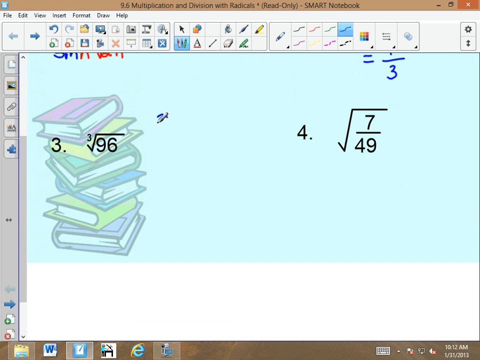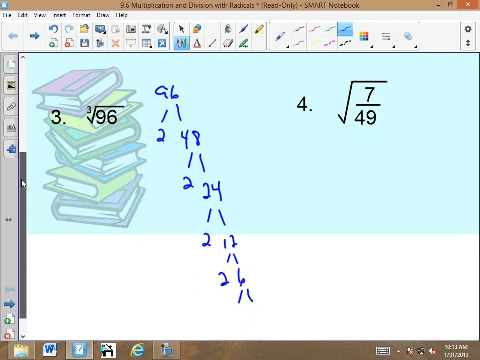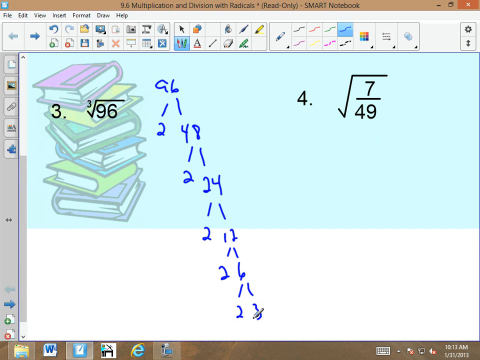The cubed root of 96, we have 96. 2 and 96. What's 96 divided by 2, kids? 48. 48 divided by 2 is 24. 24 divided by 2 is 12. 12 divided by 2 is 6. 6 divided by 2 is 3. So now I have 3 2's right here.